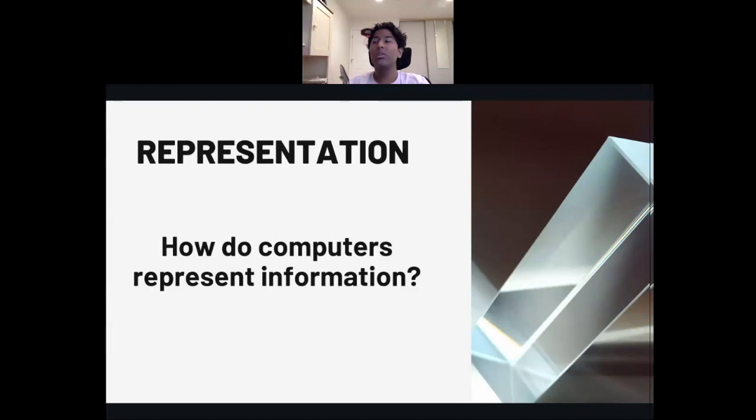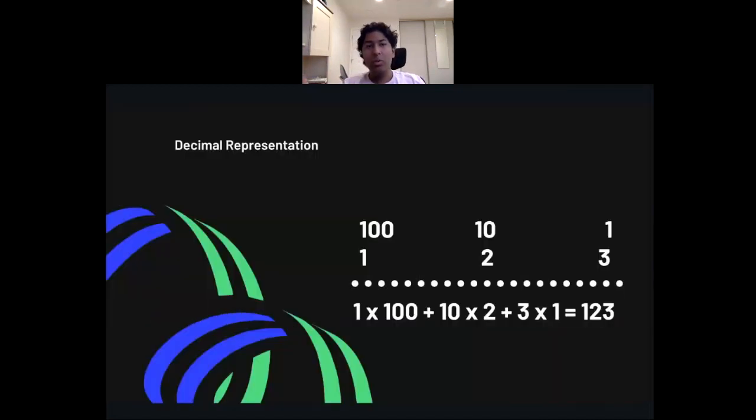How does a computer represent all this information that we see on the screen? Now, us humans, when we talk about representation, we talk about how we represent all these numbers and digits using something called the decimal representation system, where we take any three symbols, for example, the symbols 1, 2, and 3, and in our minds, we automatically tell ourselves that these three symbols equal 123.